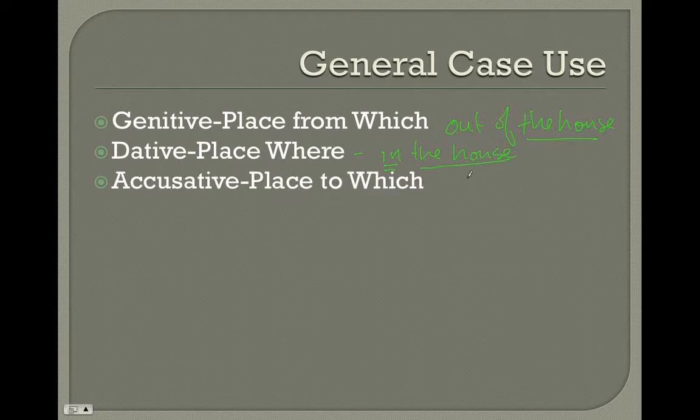And finally, we have accusative, which shows us place to which, to the house. It's our destination. House is going to be accusative. It's going to show us there's a movement towards that house. So once you know these three main uses, the prepositions really just add more flavor. As you get further in Greek, there are going to be prepositions which are a little more complicated. But if you keep in mind these three case uses with prepositions, you'll be in a good place.